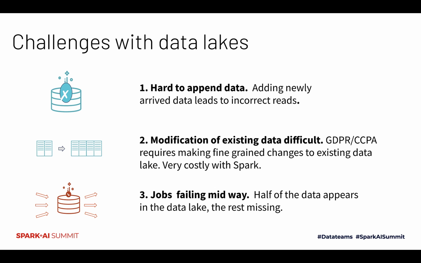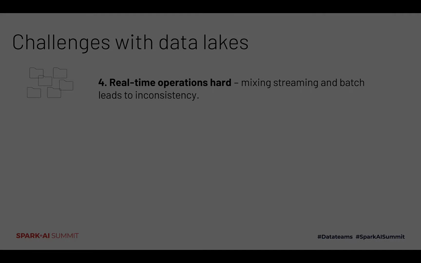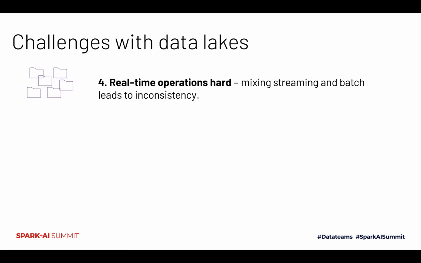And if you were adding new data to a data lake and a job that's writing to your data lake failed, you would have problems with corrupt data, where half the data is there and the rest is missing. Other problems that you would have in a traditional data lake would be keeping it updated with real-time operations. If you were doing batch and streaming, you had to use something known as Lambda architecture so that you could keep your data up to date as new information arrived. But this led to duplicate logic and a lot of time-consuming code and inconsistency.